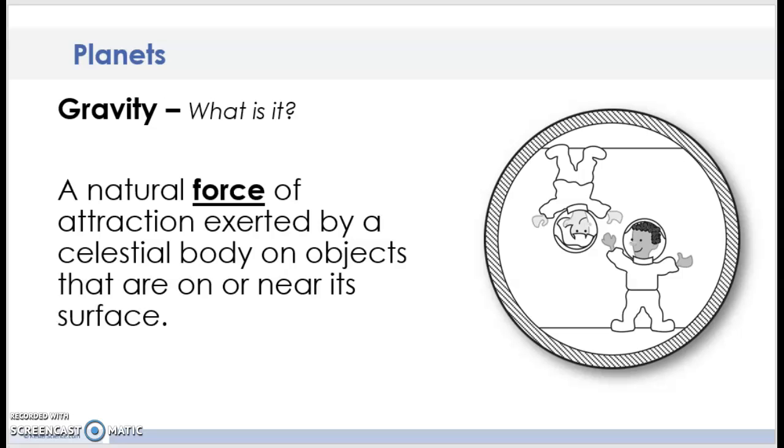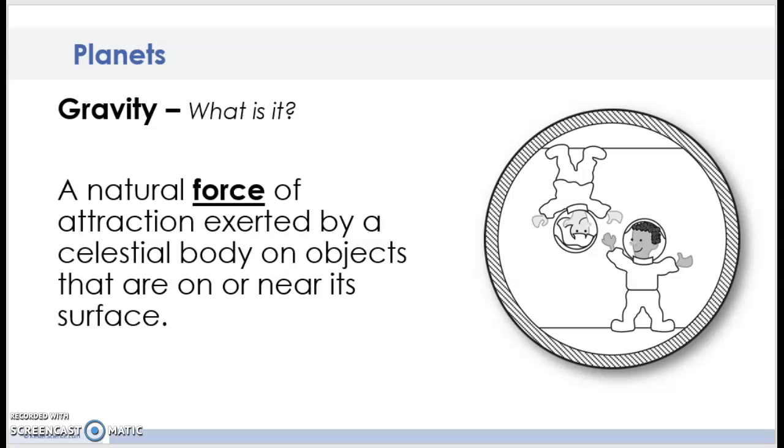Okay, on this screen it says that it's a natural force of attraction exerted by a celestial body on objects that are on or near its surface. Well, here we go again with that word celestial body. Remember, that's an object in space. So, if we look at this, then gravity is actually a force of attraction that pulls together all matter. It pulls it in. Anything that can be physically touched can be pulled into something.